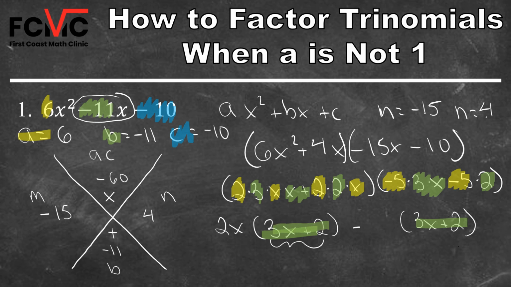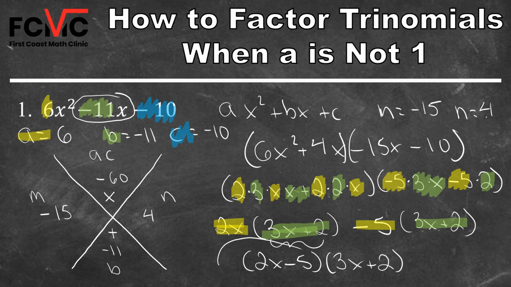So the minus 5 gets pulled out, and the 3x plus 2 stays in the parentheses, and now we're going to group our 2x and minus 5. And then we're going to group the 3x plus 2. And this is the answer for our factored trinomial 6x squared minus 11x minus 10.